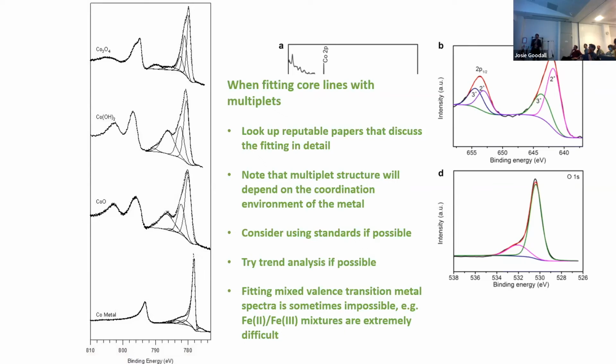Sometimes it's not possible to do it. So Fe2+ and Fe3+ is extremely difficult, unless you can use another outside source of information or do something like this trend analysis. So it might just not be possible to get a reliable answer.